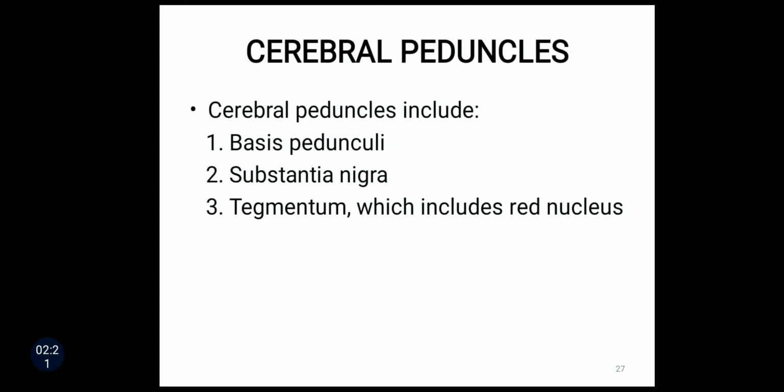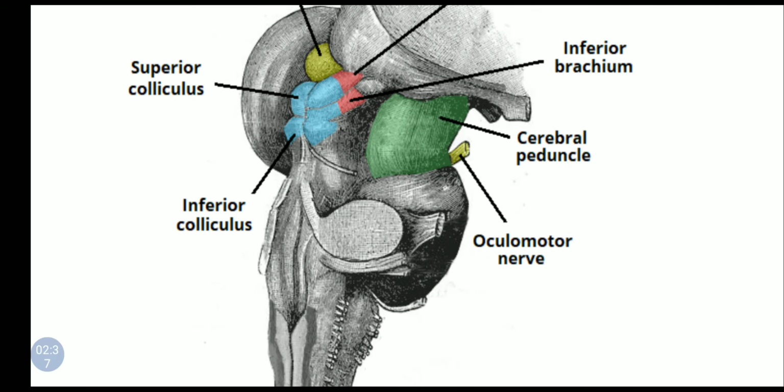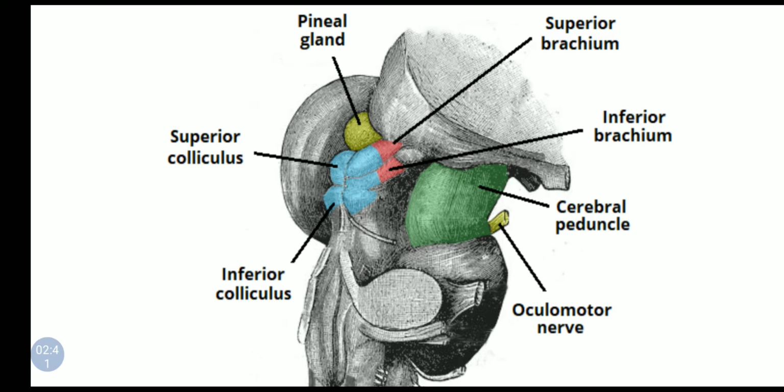Cerebral peduncles include mainly three things. One is basis pedunculi, substantia nigra and tegmentum. This tegmentum also includes red nucleus. So here you can see this one is cerebral peduncles, which are green in color. Superior and inferior colliculus are bluish in color, and the green color is the cerebral peduncle here.